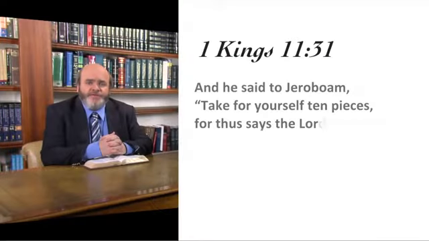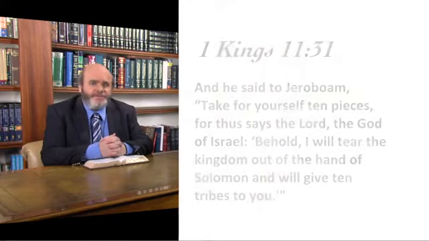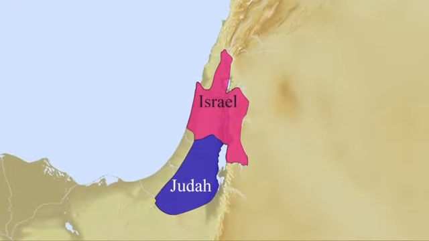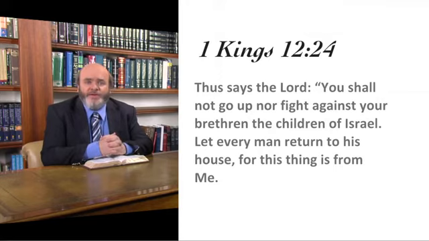1 Kings 11:31 tells us that God gave the 10 northern tribes to Solomon's servant Jeroboam. Let's read that. "And he said to Jeroboam, Take for yourself 10 pieces, for thus says the Lord, the God of Israel, Behold, I will tear the kingdom out of the hand of Solomon, and give 10 tribes to you." This division of the kingdom was instigated by God, and in 1 Kings 12:24 we read that the prophet Shemaiah warned Rehoboam not to pursue a civil war against the northern tribes.